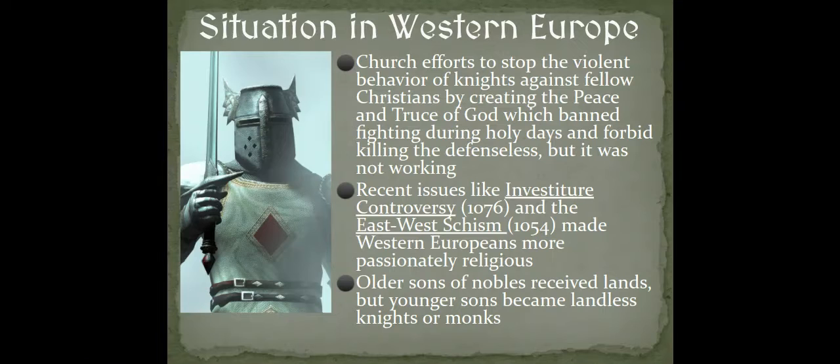On top of this, there's a system of inheritance in Europe at the time in which the oldest sons of nobles would receive land, but younger sons ended up as landless knights or monks. So if I was a noble in Western Europe and I owned 5,000 acres of farms, if I had 3 sons, all of my land would go to my first son. The other 2 wouldn't get anything. And they had to figure out basically what to do for a living. So they would become these landless knights who would go around pillaging and plundering, or they'd become monks.